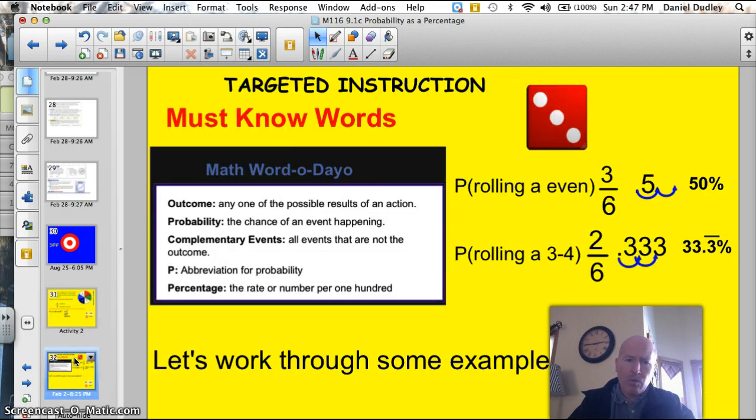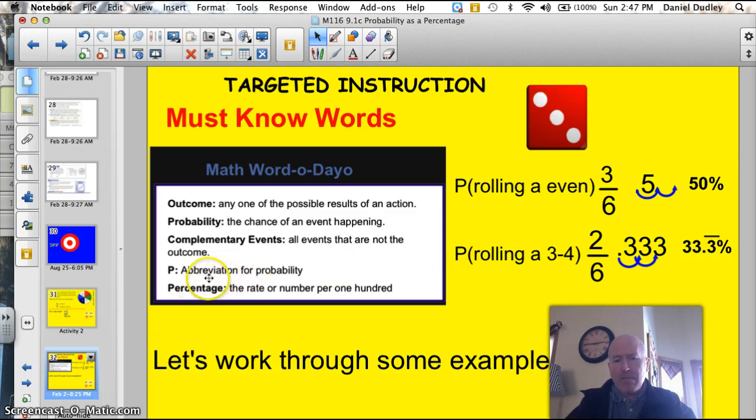Here are the must-know words for the day. We've talked about outcome. That's just any one of the possible results of an action, like rolling this. There are 6 possible different outcomes you could have. 3 is one of the 6. Probability is the chance of an event happening, like rolling an even number. There are 3 chances out of 6. It could be a 2, a 4, or a 6.